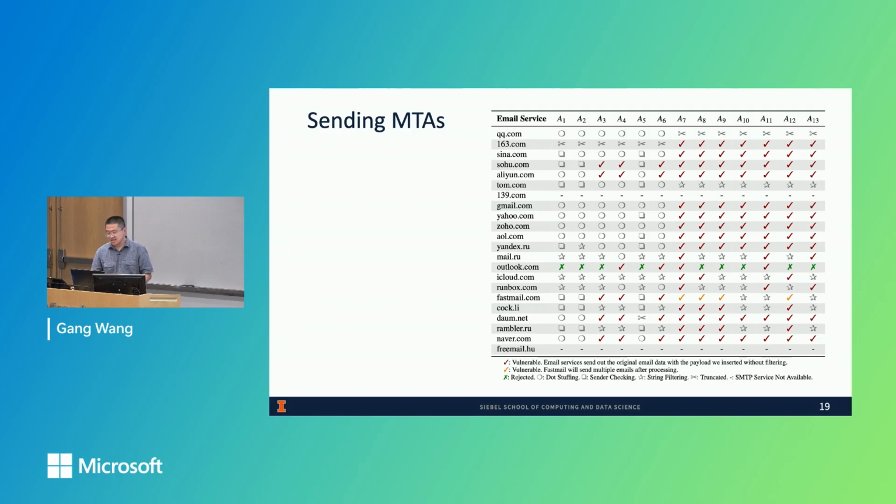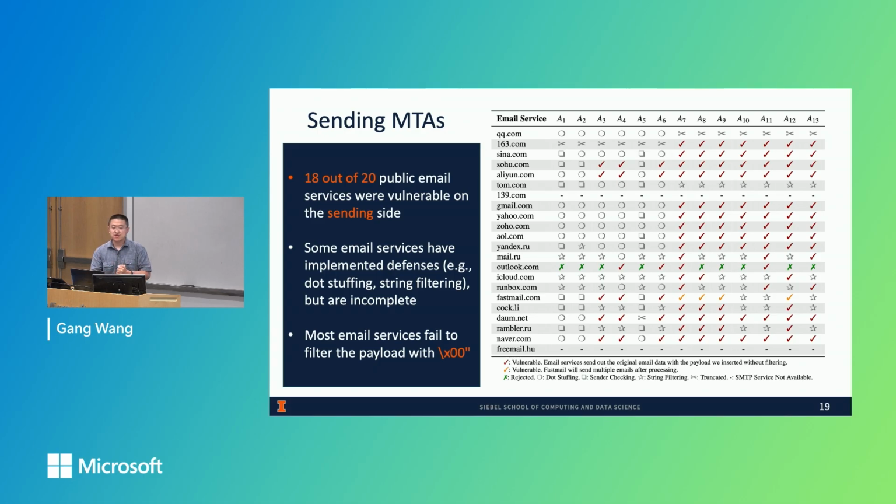You can also see that many services already start to implement certain defenses. The little gray symbols represent either dot stuffing, meaning they found a suspicious string and add additional dots to remove the maliciousness, or string filtering, where they found a suspicious string and removed it. But these are very ad hoc fixes, very reactive to the initial vulnerability disclosure, and often incomplete. Most of the services, for example, fail to recognize this 0-0 thing that came out of the fuzzing test.